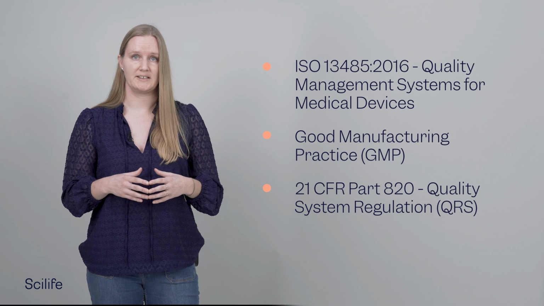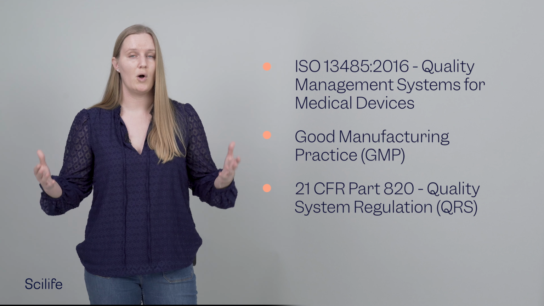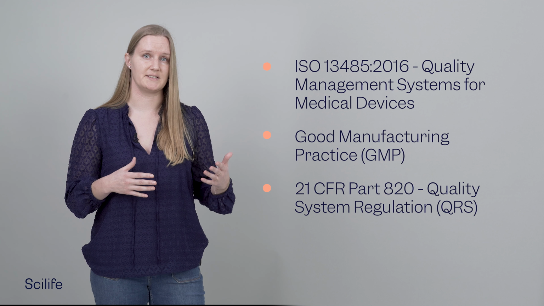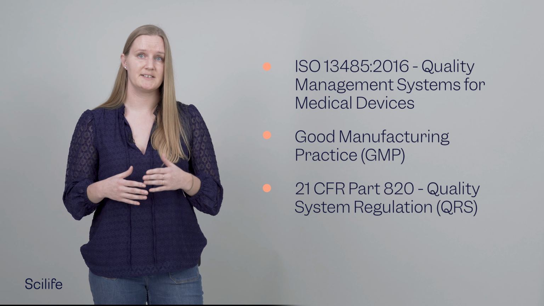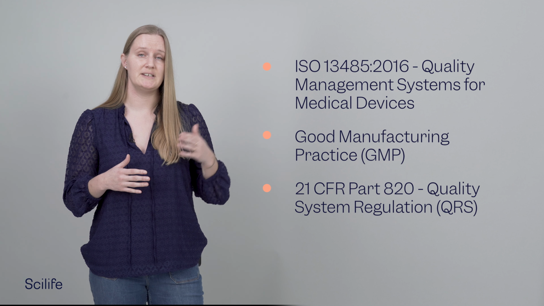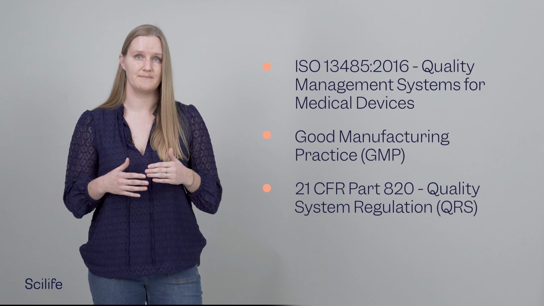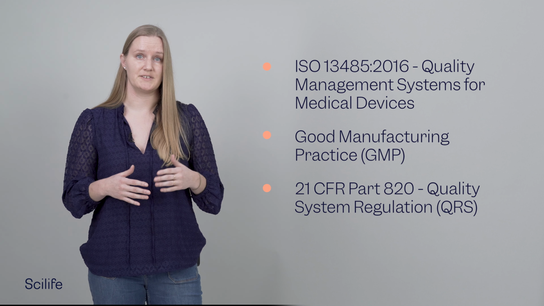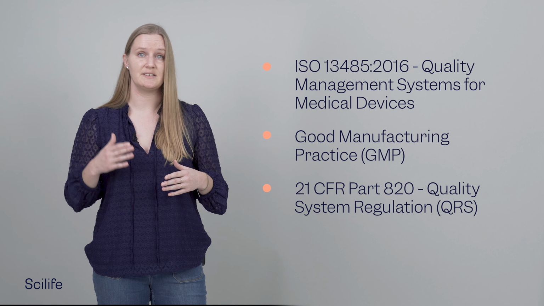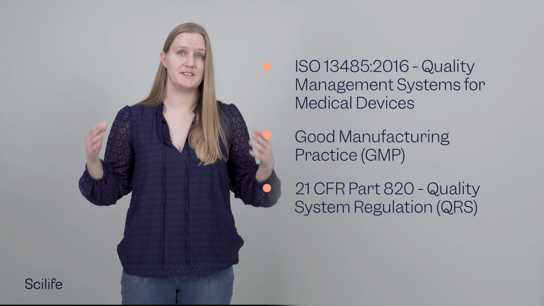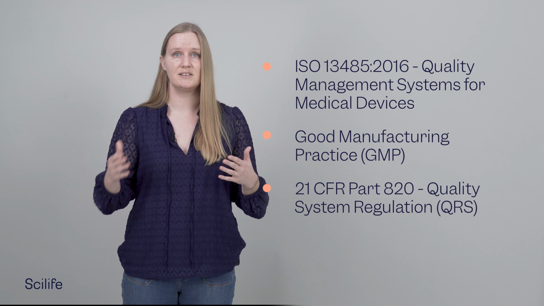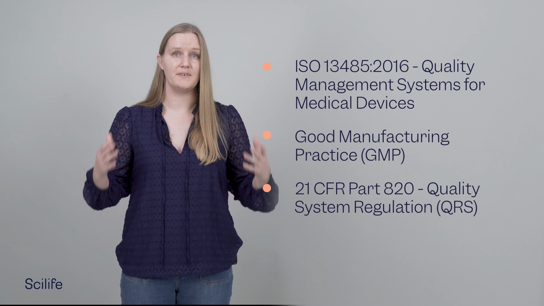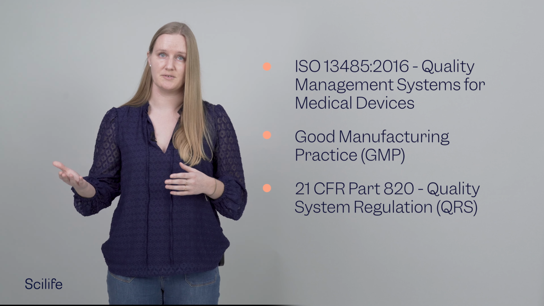Good manufacturing practice, GMP, is a quality system for medical devices. Meanwhile, the FDA Quality System Regulation, QSR, for medical devices is 21 CFR Part 820. According to the US FDA, this regulation governs the methods used in and the facilities and controls used for the design, manufacturing, packaging, labeling, storage, installation, and servicing of all finished devices intended for human use.